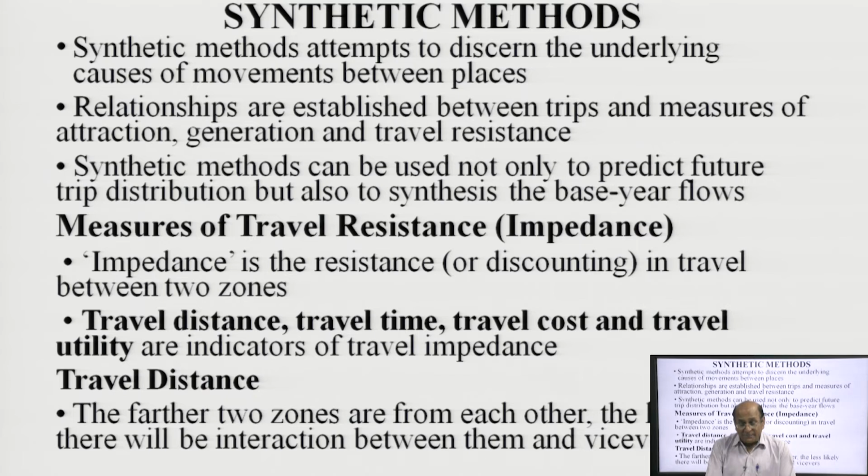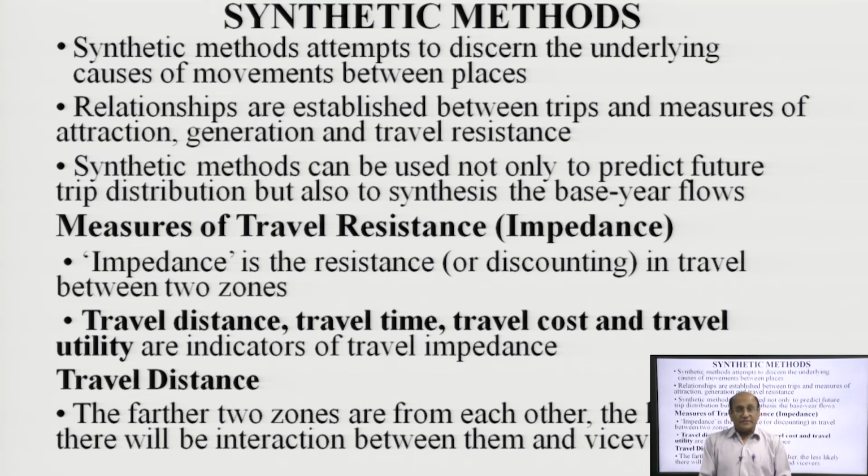Synthetic method can be used not only to predict future trip distribution, but also to synthesize the base year flow. Measures of travel resistance, or impedance, may be in the form of cost, time, or distance. Impedance is resistance in travel between two zones. Travel distance, travel time, travel cost and travel utility are indicators of travel impedance, as I have told earlier.